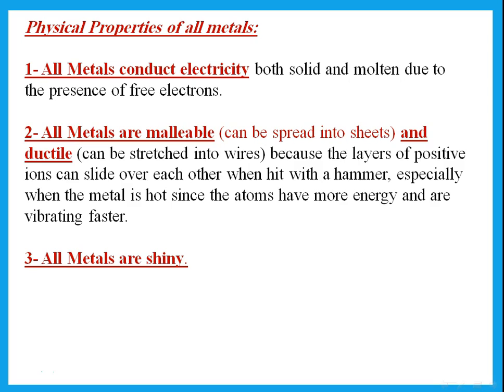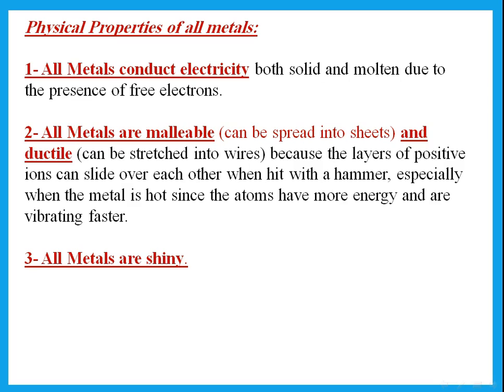Now, all metals are malleable and ductile. The word malleable means they can be spread into sheets, just like aluminum foil, for example. And ductile because they can be stretched into wires, like the copper wires that we have. Now, why are metals malleable and ductile? We say because the layers of positive ions can slide over each other when hit with a hammer or when the metal is hot, since the atoms have more energy and are vibrating faster.